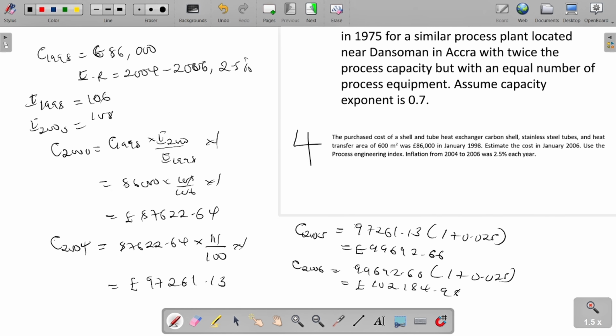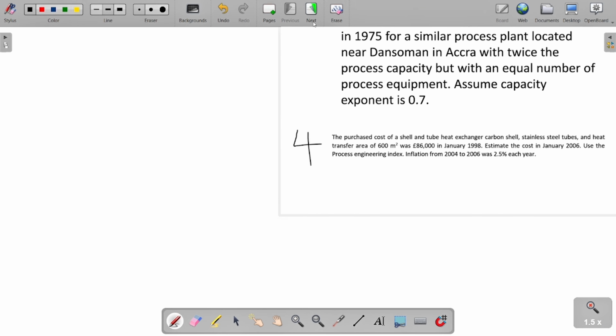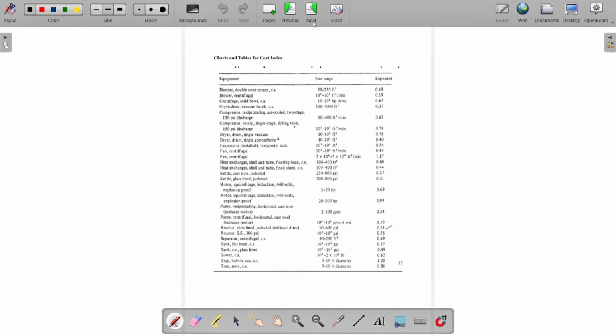So you have to estimate first 2000, then we estimate 2004, then getting 2004, we can use that to estimate 2005 since you have the inflation. Then that can also help us to get 2006. Since we have that one, yes. So now let's move to the next question.